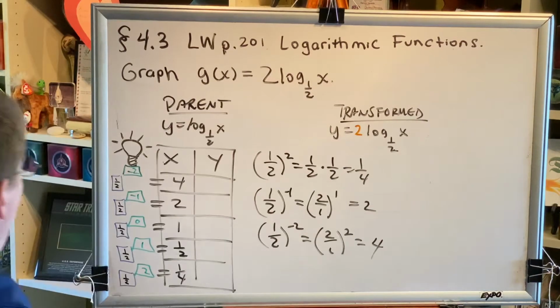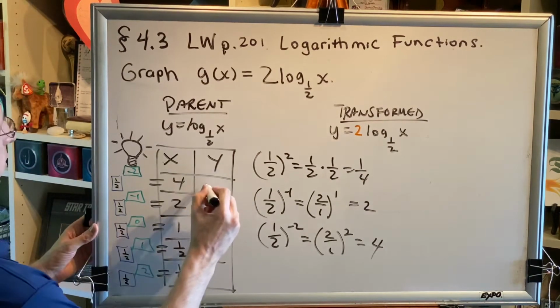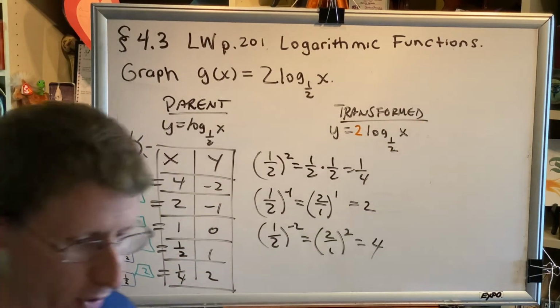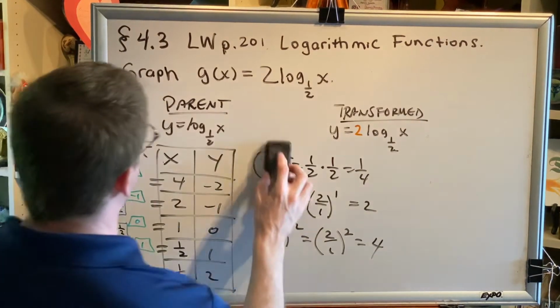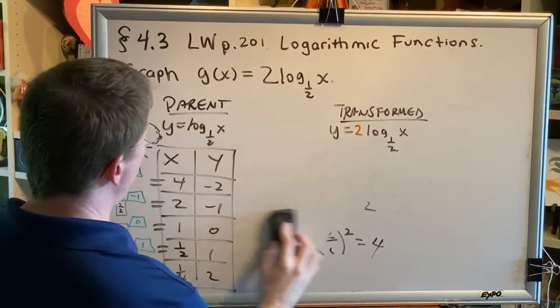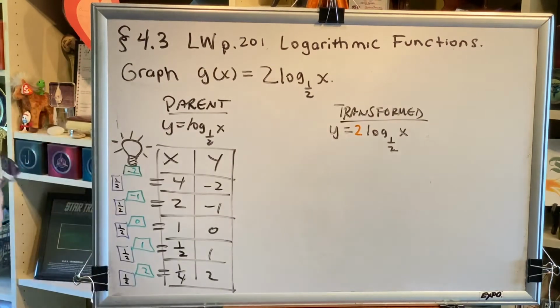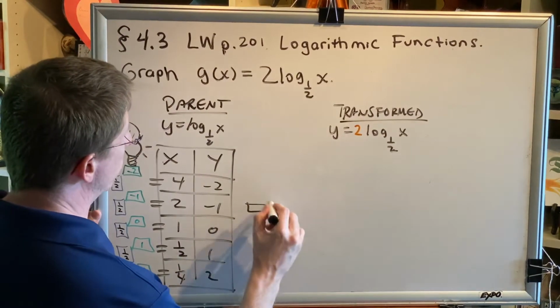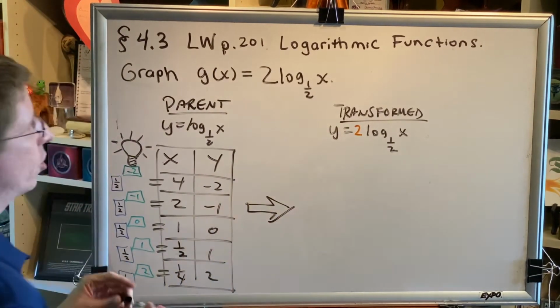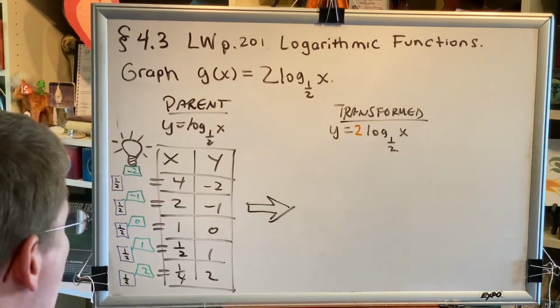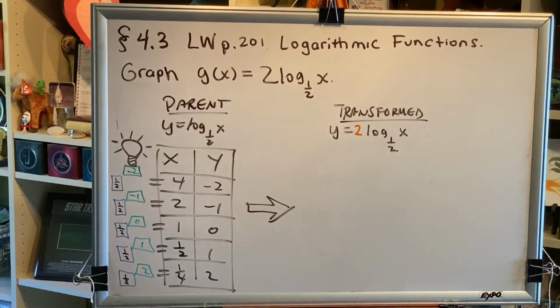Now the y values are very easy. They're simply the exponents. So -2, -1, 0, 1, 2. All right, so there we go. We have the table of points for our parent function, y equals log base 1/2 of x. All we need to do now is transform it. Let's figure out what changed between the parent equation and the transformed equation and how that will affect our points so we can create our graph.